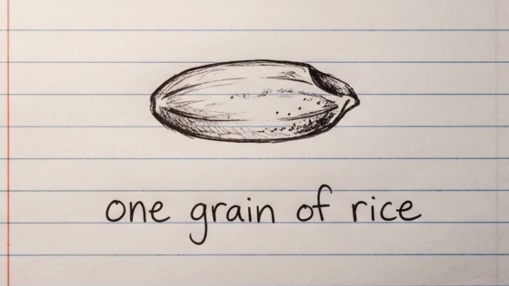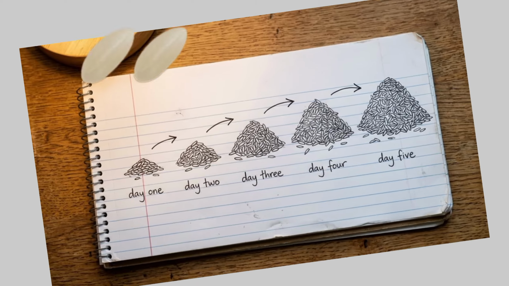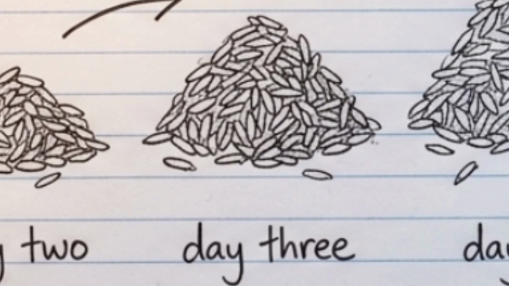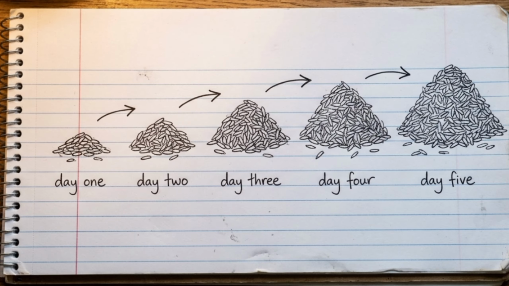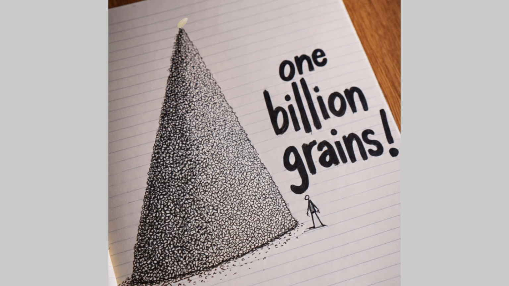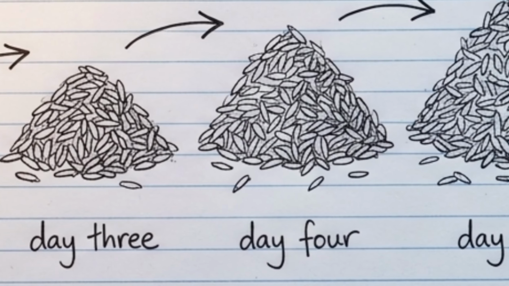1 grain of rice. That is where we are starting today. Just one tiny grain sitting on a table. Now imagine I double it every single day. Day 1, 1 grain. Day 2, 2 grains. Day 3, 4 grains. By day 30, you have crossed 1 billion grains of rice. From 1 grain to 1 billion in just 30 days, simply by doubling. That right there is the power of exponents.